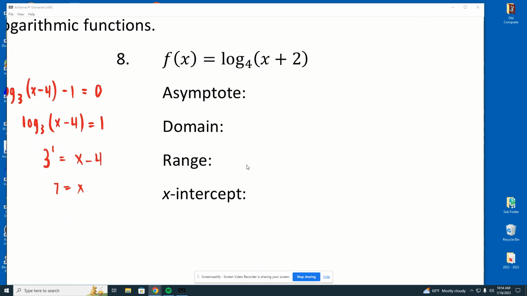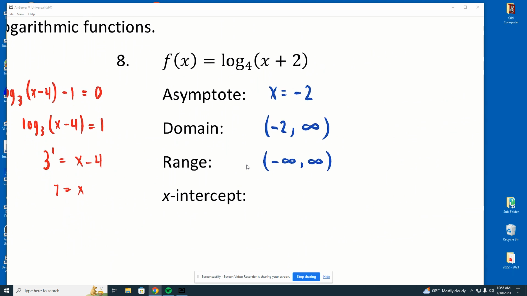Okay, next one. What's the asymptote? X equals negative 2, because it shifted left 2. So that restricts my domain to what? x greater than negative 2. Look at the graph. I promise it goes off to the right forever. What do we say about the range? Unlimited is what we said about the range.